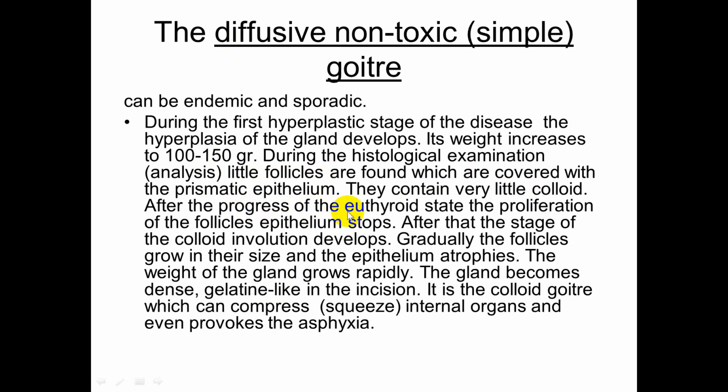After the progress of the euthyroid state, the proliferation of the follicular epithelium stops. After that, the stage of colloid involution develops. Gradually, the follicles grow in size and the epithelium atrophies. The weight of the gland grows rapidly. The gland becomes dense, dilated-like on the incision. It is a colloid goiter which can compress internal organs and even provoke asphyxia.